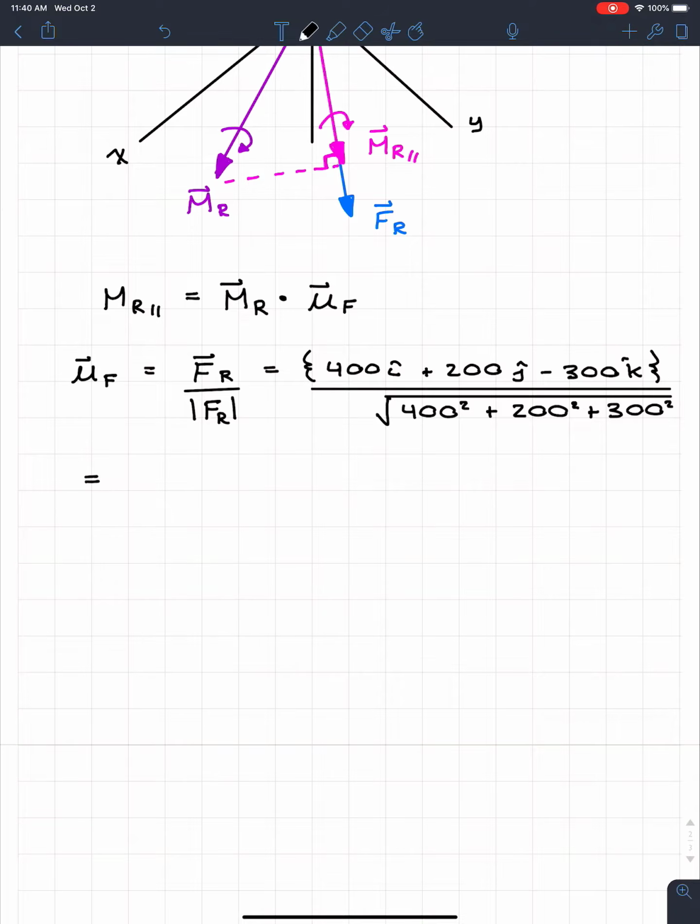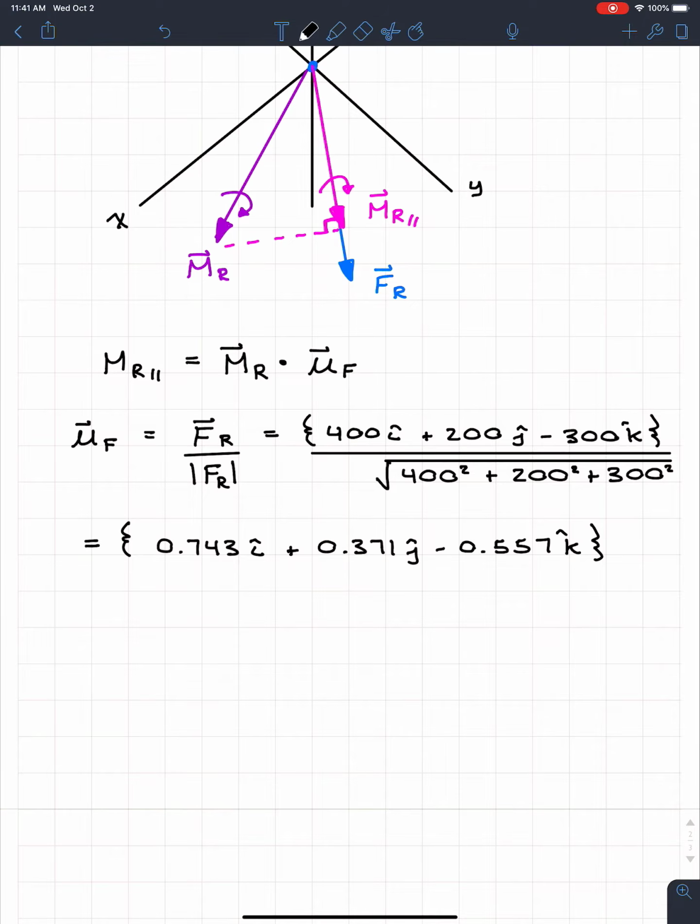We do all the math and we divide all the components by the magnitude, and what we get is 0.743i plus 0.371 in the j direction minus 0.557, and that's in the k direction. Get in the brackets, and remember this is a unit vector, it's not going to have units. So now if I look up at this MR parallel right now, I have both components because I have MR and I have the unit vector.